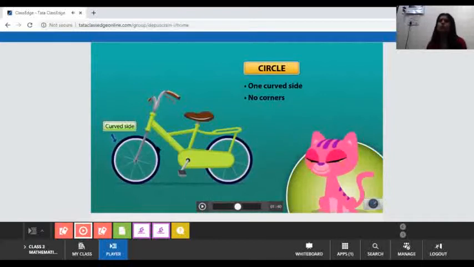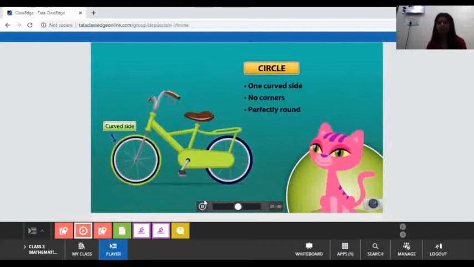Okay, so this shape is a circle. It has got one curved side and no corners. Perfectly round.